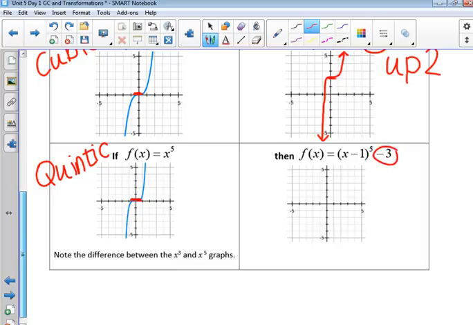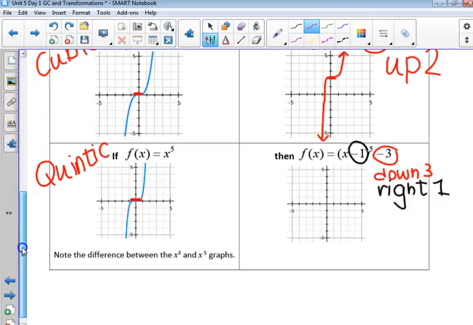A -3 on the outside. What does that do? On the outside, down 3. And what about a -1 on the inside? Right 1. And notice what I'm doing. I'm looking at the function, I'm pulling out the pieces, I'm writing down what I have to do, and then I'll sketch it.